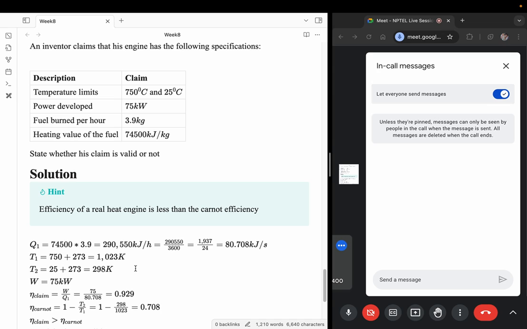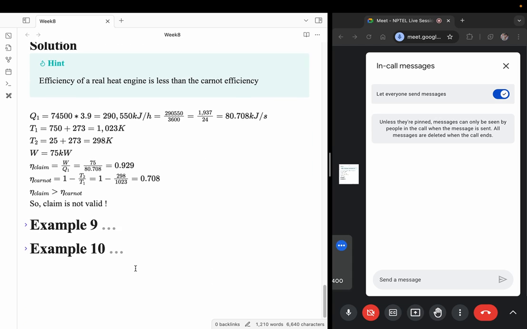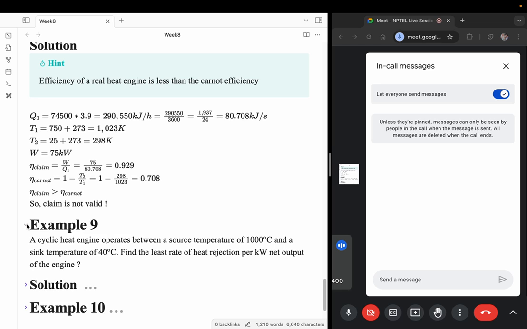The equation for COP is basically output by input, and in Carnot you have the minimum amount of work done. So COP will be maximum in the case of a Carnot cycle. So compare the actual COP with the Carnot COP. If the actual COP is greater than the Carnot COP, then the claim is not valid. I think this is clear. There are no questions, so we'll move to the next problem.